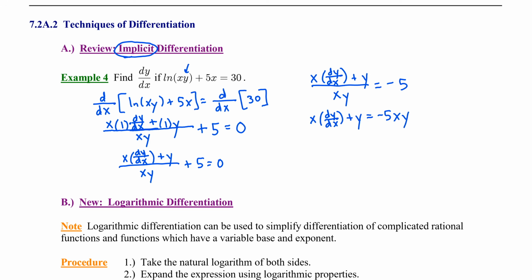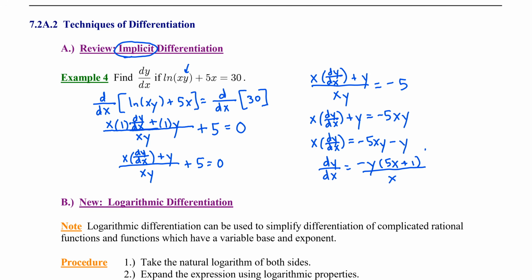We can subtract y from both sides. Remember, our goal here is to isolate dy over dx. And then finally, we can divide both sides by x. And let's simplify as we go. I'm going to factor out a negative y from the numerator here and divide by x.